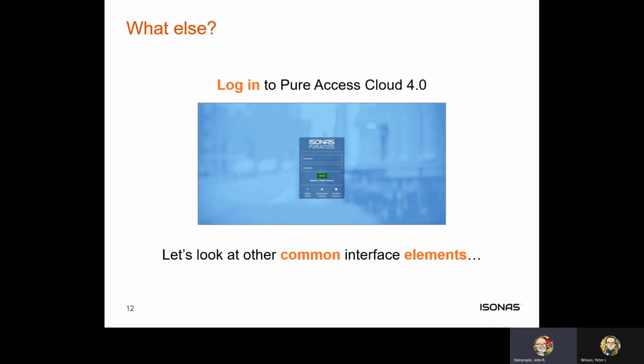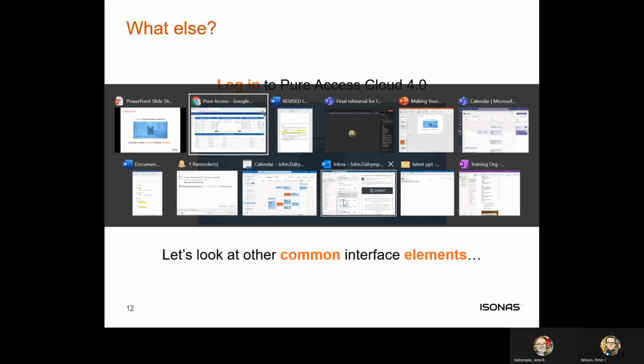All right. So in addition to the arrow and the 3-dot action menu icon, there are a couple of other elements that I want you to be familiar with. So we'll go back into Pure Access Cloud 4.0.